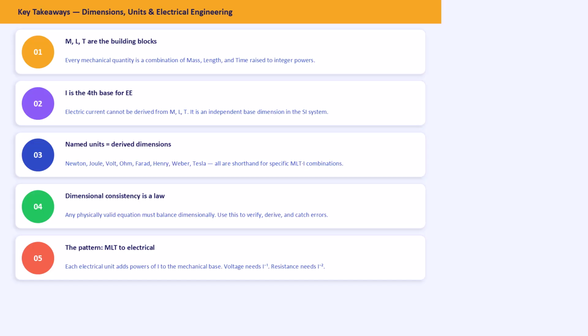Takeaway 4. Dimensional consistency is a law. Any physically valid equation must balance dimensionally. Use this to verify equations, derive new relationships, and catch errors. Takeaway 5. The pattern from mechanics to electricity. Each electrical unit adds powers of I to the mechanical base. Voltage needs I to the minus 1. Resistance needs I to the minus 2. We will use these dimensional foundations to derive the fundamental circuit laws of Kirchhoff, and you will see exactly why these laws must hold, not merely as empirical rules but as mathematical necessities.